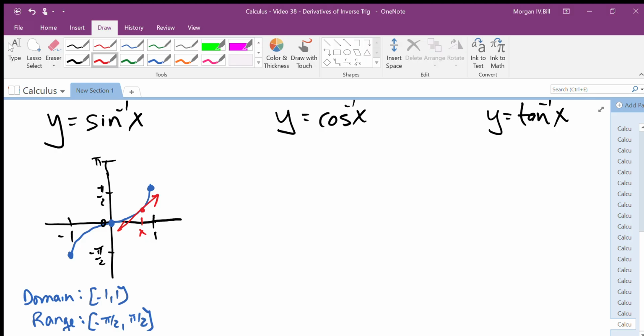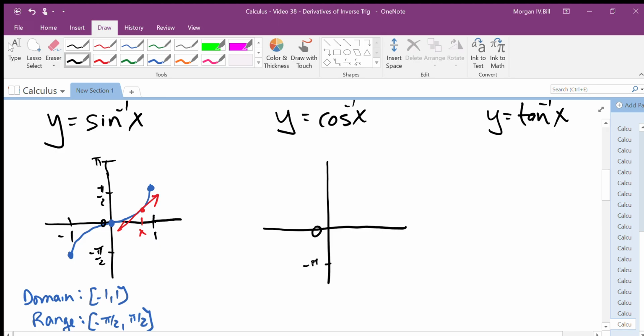But let's continue on with just the graphs of the inverse trig functions. Make sure we have all of those down. For inverse cosine of x, again, here's 0, here's negative pi over 2, here's pi over 2, and here's pi. Once again, from -1 to 1.